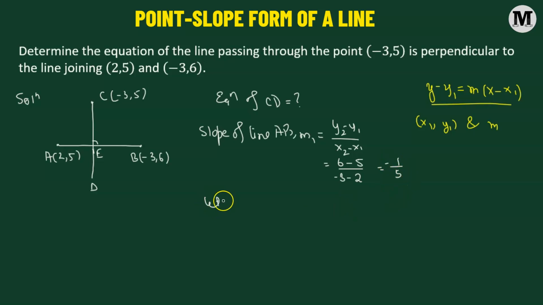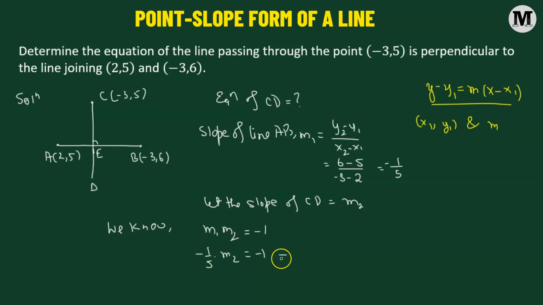Now let the slope of line CD be given by m2. We know for a fact that whenever two lines are perpendicular to each other, the product of their slopes must be equal to -1. Now that we have obtained the value of m1, which is -1/5, we multiply it with m2 to get -1, which means that solving for m2, we get the value +5. So the slope of line CD is +5.